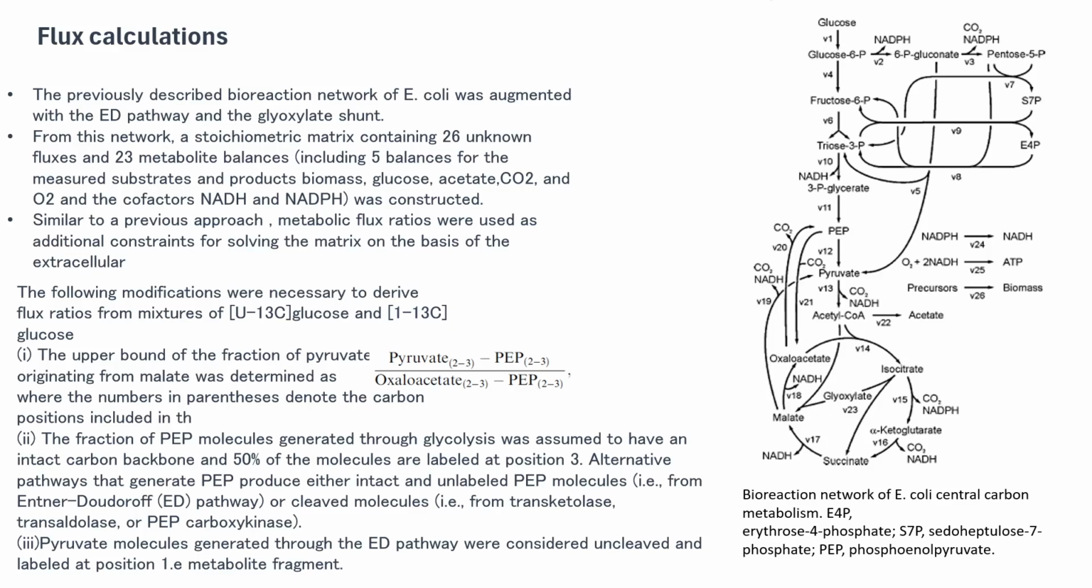So this information is very important to basically infer your results. You need to know that for the fraction of PEP molecules generated through glycolysis, basically 50% of the molecules should be labeled at position 3. And if it is generated through alternative pathways that generate PEP, they produce either intact or unlabeled PEP molecules or cleaved molecules. So if you know that the PEP that you are getting is coming from glycolysis, then 50% of the molecules should be labeled at position 3, because you can work this out easily.